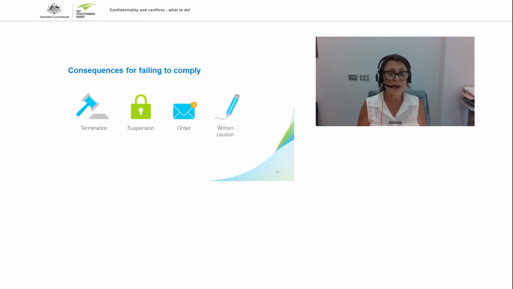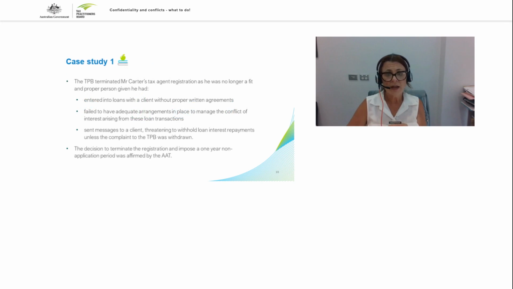Practitioners do have the right of review with the Administrative Appeals Tribunal, or the AAT, and the AAT does provide an independent review if required. So I'll just have a quick look at some real-life compliance cases that we've had and talk to you about those. And the first one relates to conflicts of interest.